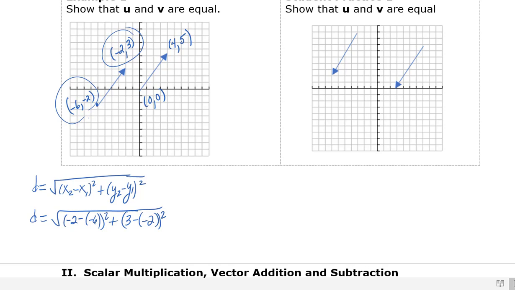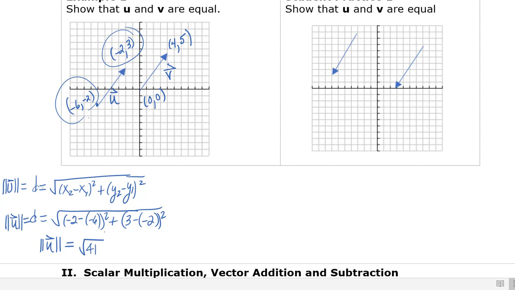I want to name the vectors. So let's call this first vector u, and we'll call this second vector v. This distance here is actually equal to the magnitude of my vector, so the magnitude of u. Evaluating that square root, we get the square root of 41. So the magnitude of vector u is equal to the square root of 41, which is basically the length of that vector.